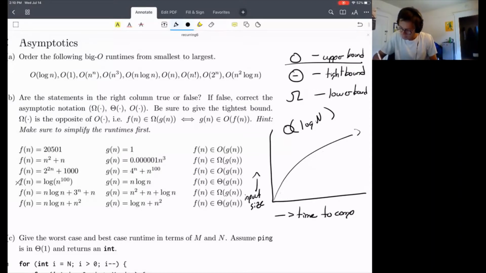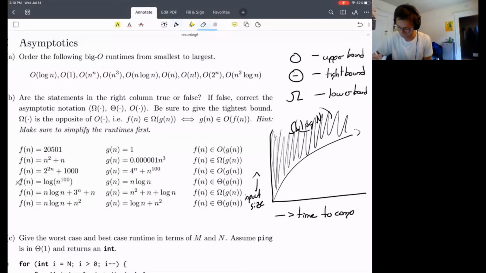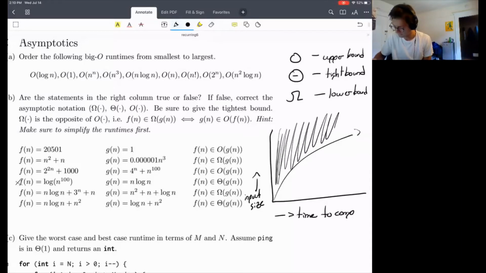Conversely, omega is the lower bound. So if we have a function that is omega of log n, that means it must take at least log n time to complete. So it would be anything shaded up here. Okay. So now let's look into another example, right? So here we have this omega of log n.